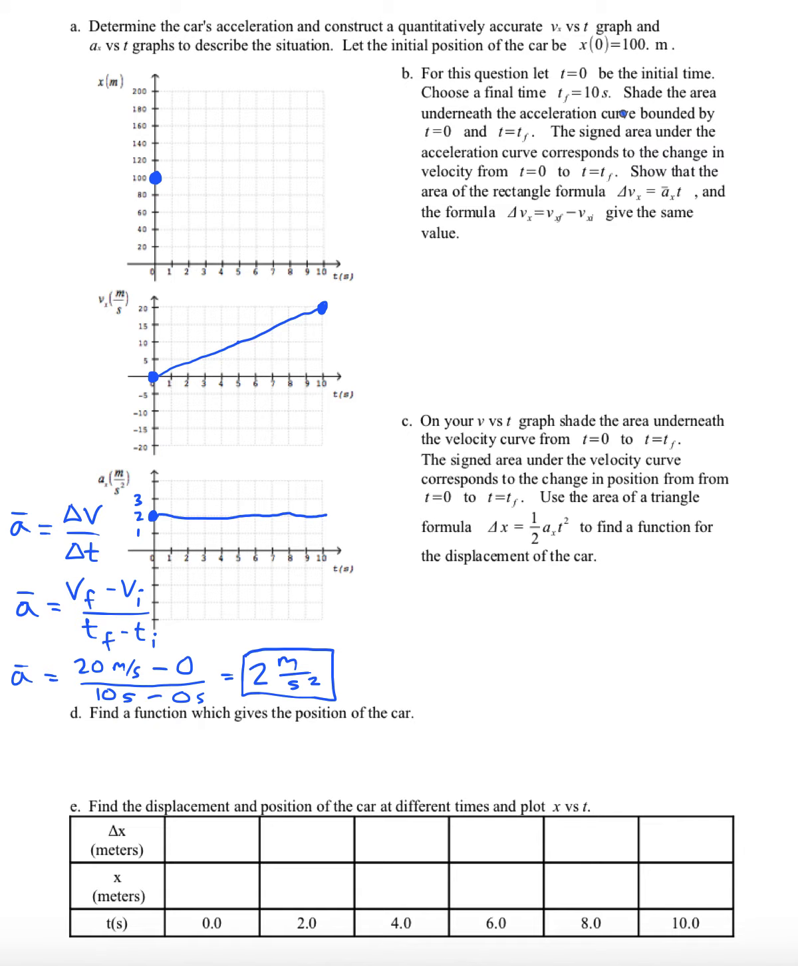All right, next, for this question, it says, let t equals 0 be the initial time. Choose a final time of tf equals 10 seconds. We want to shade the area underneath the acceleration curve, which is between t equals 0 and t equals 10. So now we're going to find this area.